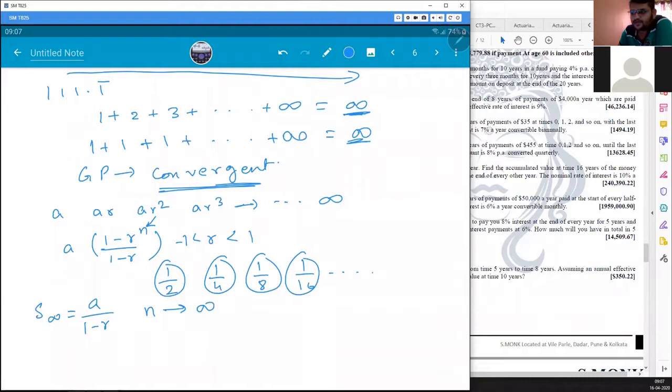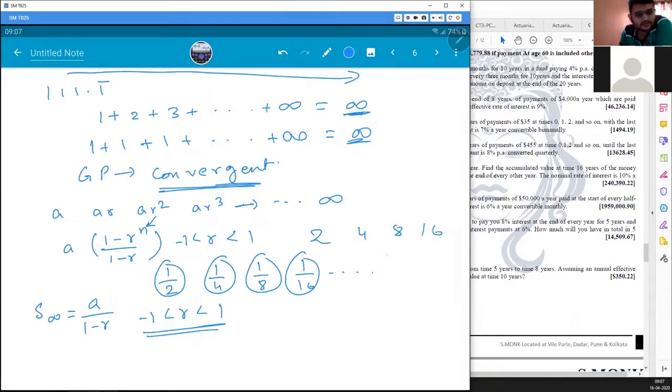So in GP we can find the addition of infinite terms only if our r is between minus 1 and 1. Okay, this is the restriction. Because if r was greater than 1, let's say 2, the next term would have been 4, r cube would have been 8, r raised to 4 would have been 16.